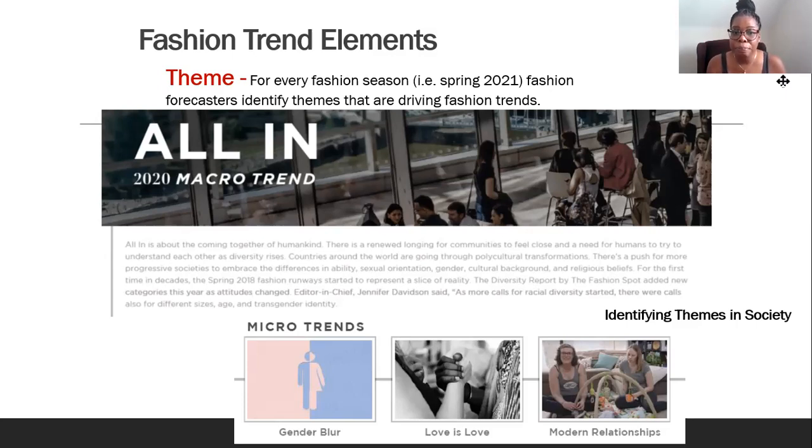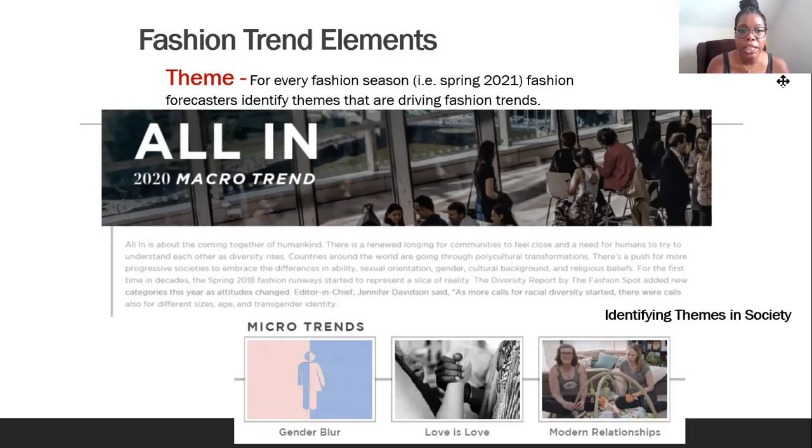All right. And one thing I want to highlight when we talk about forecasting trends, every season, as I said, there's something new, right? But we need to recognize that while every season, fall, winter, spring, summer, the industry presents new trends, that doesn't mean that old ones just disappear, because they don't. They just evolve. So in 2020, WGSN presented the all-in macro trend. That was an overarching theme that they identified, and it really captures what I already have said.